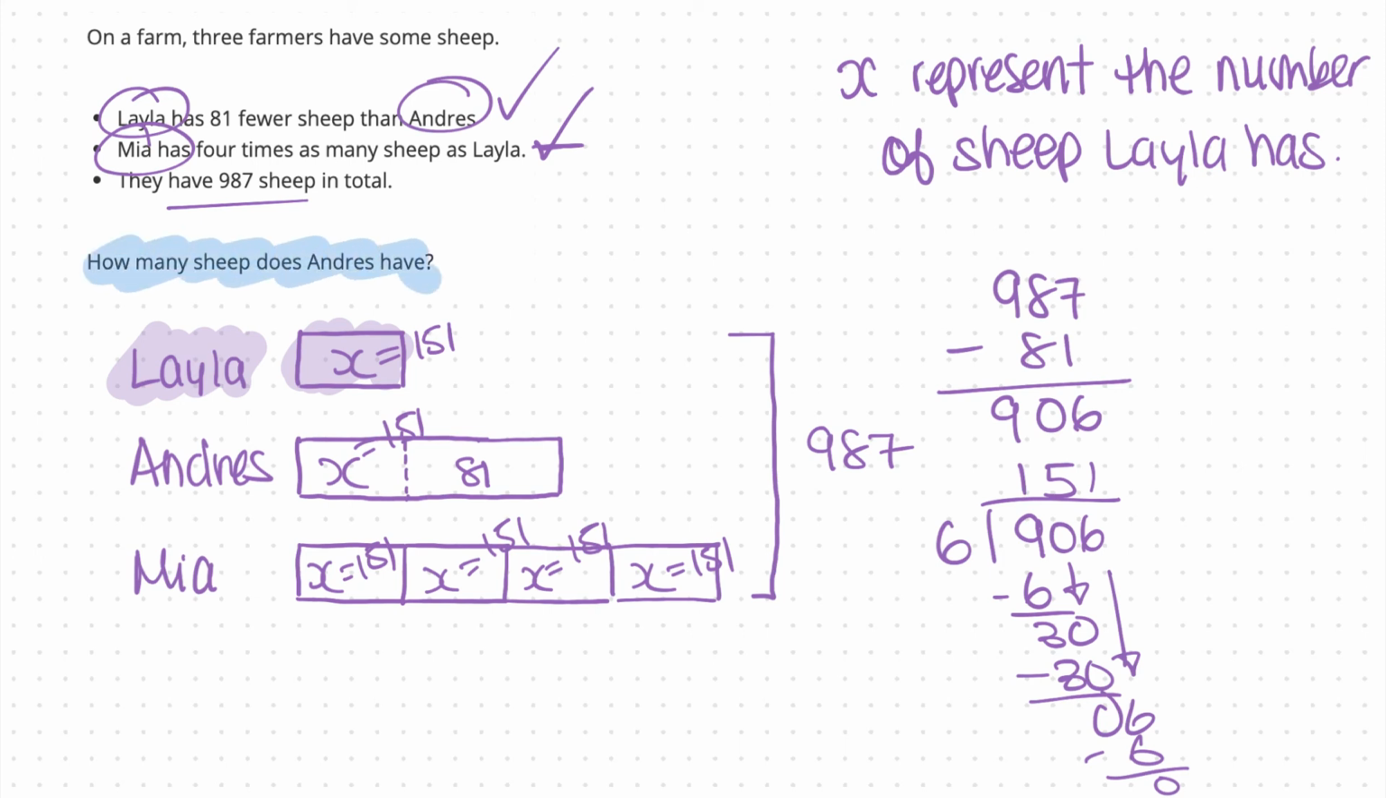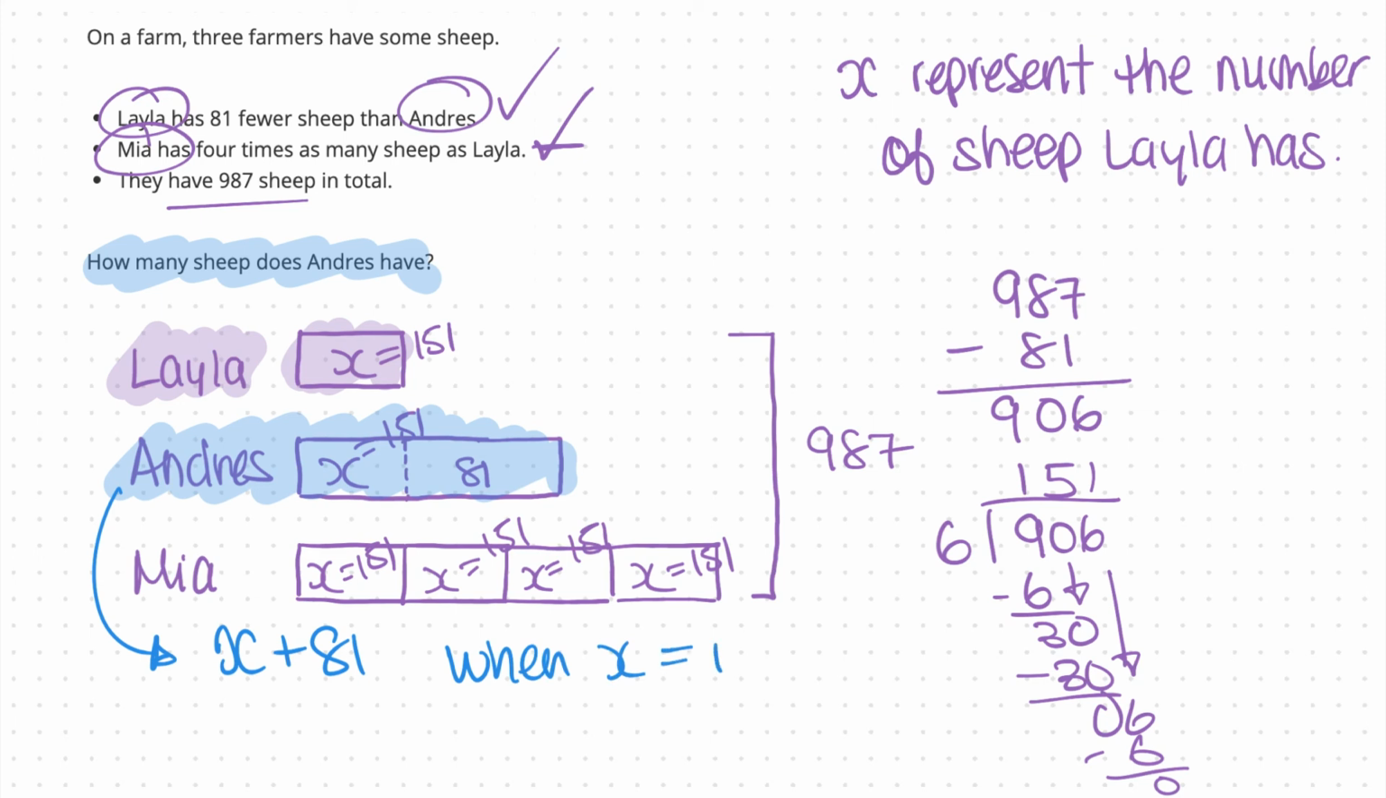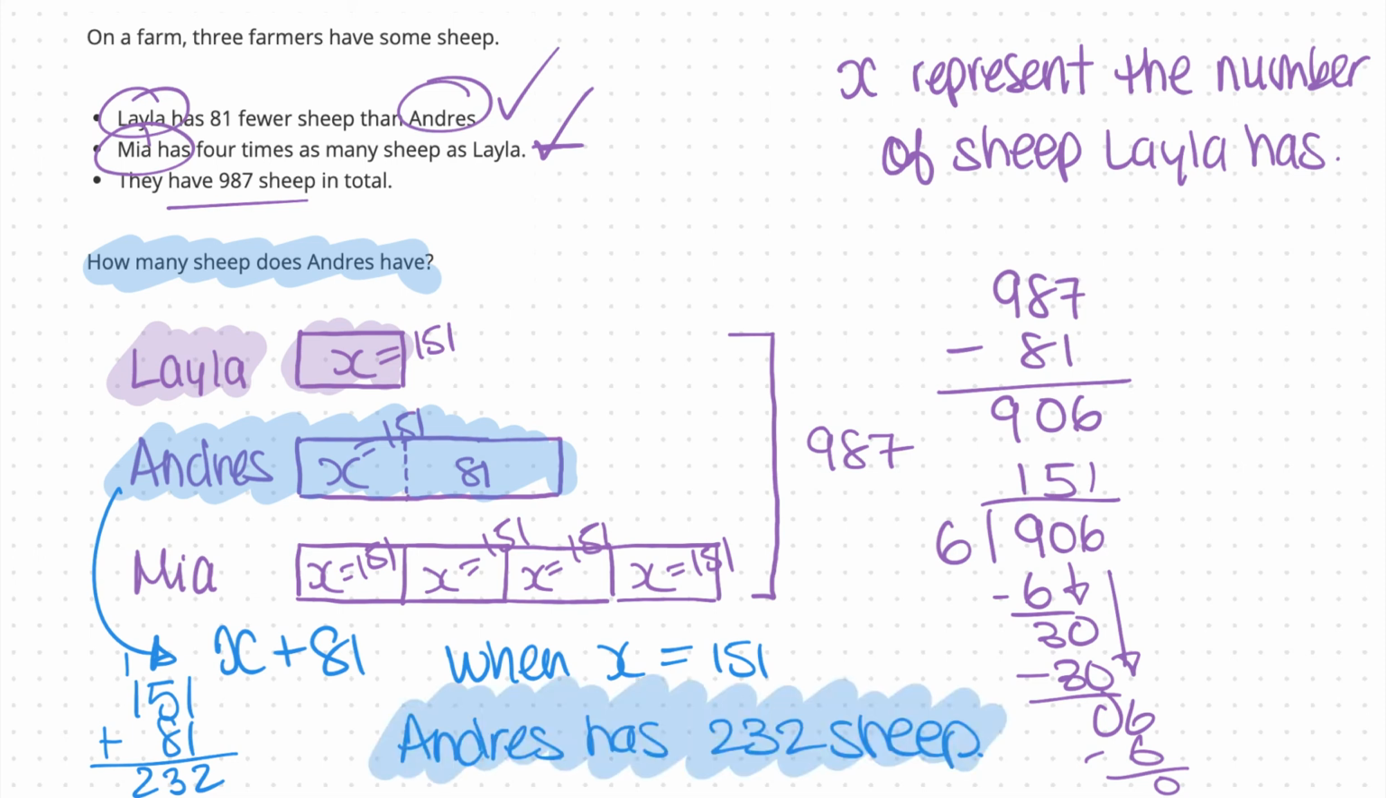If we look at this model, Andres has this much, and we can create an algebraic expression for Andres. Andres has x plus 81, and our x is equal to 151. So x plus 81 when x is equal to 151. Now we can just figure this out by doing 151 plus 81. That's going to give us 1 plus 1 is 2, 8 plus 5 is 13, carry the 1. So we get 232. So this means that Andres has 232 sheep.